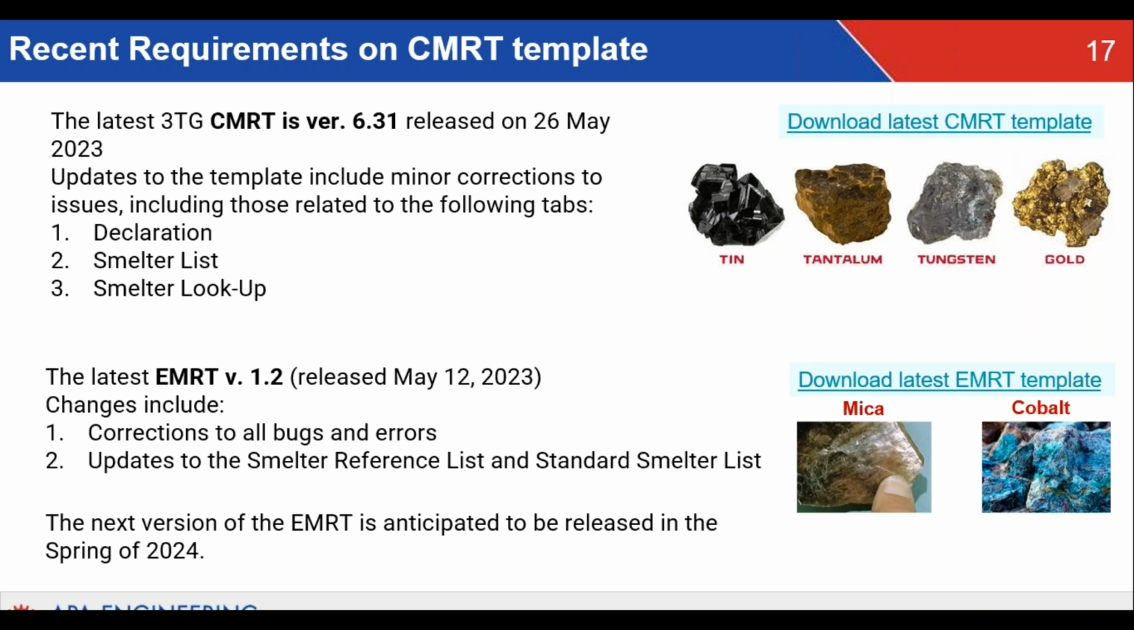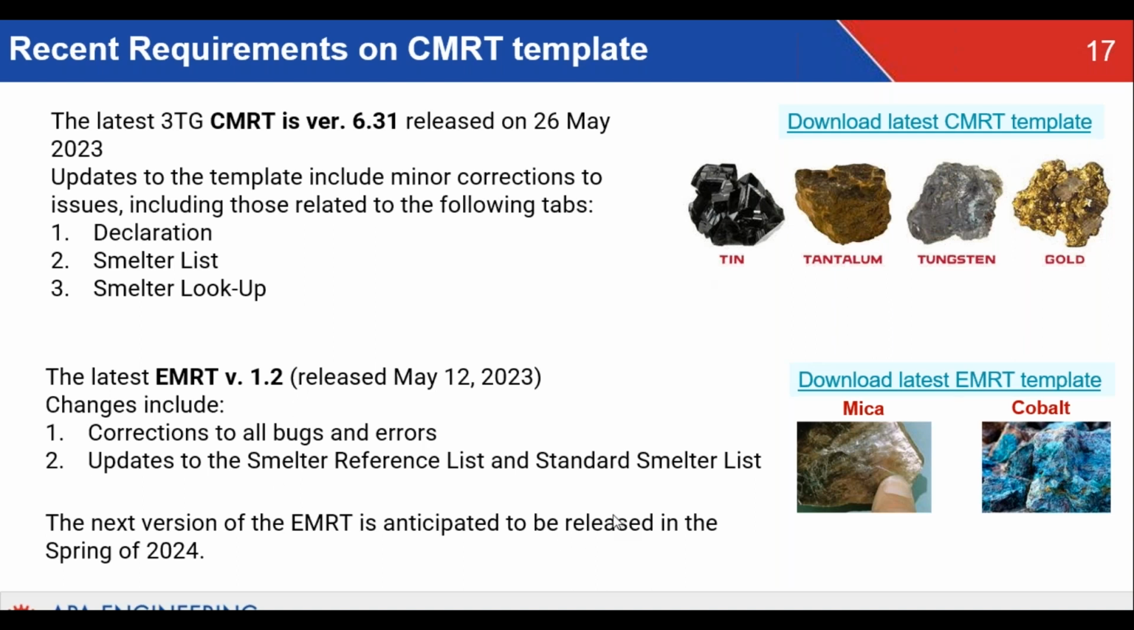Not only is there CMRT, but there is also EMRT, which is the extended version. This is an extension of CMRT, where you report on cobalt and mica. This is not mandatory now, but there are some customers who require organizations to report on these two minerals. In that case, you would use an EMRT version. It has changes related to bugs and updates to standards, and the smelter reference list and standard smelter list have also been updated. We are also anticipating a new EMRT in the spring of 2024.